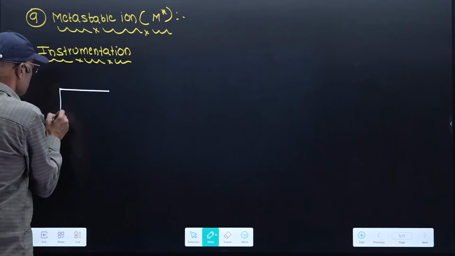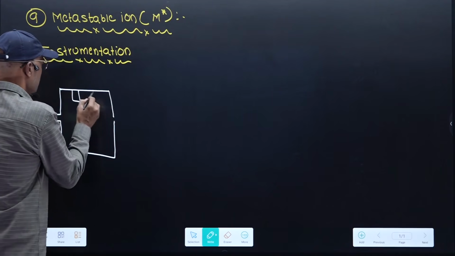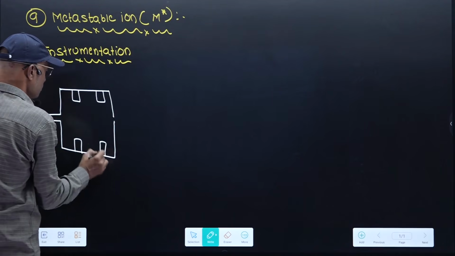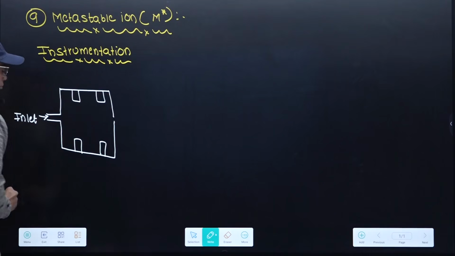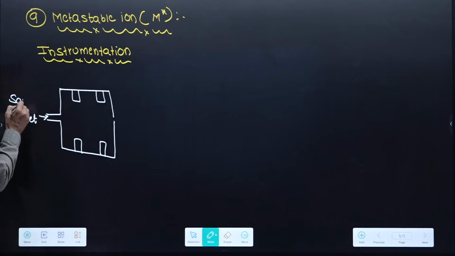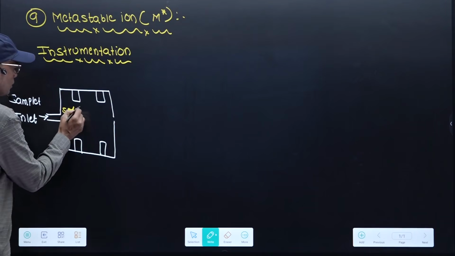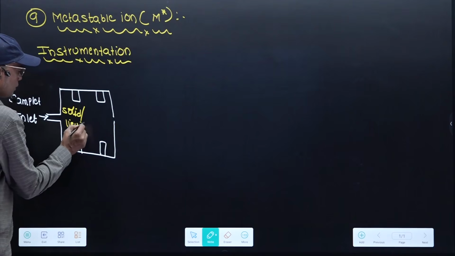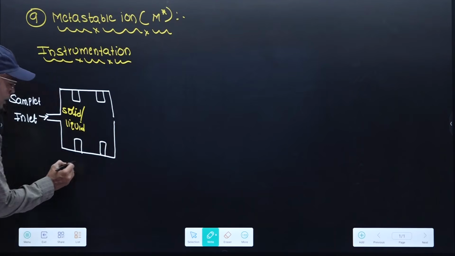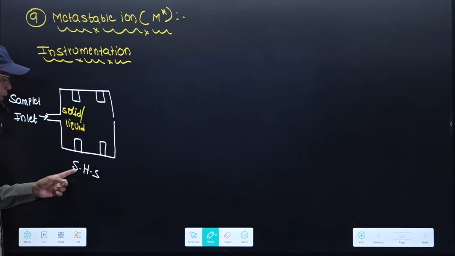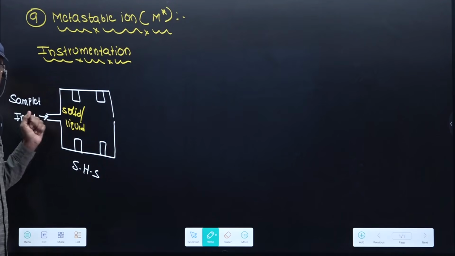So I am giving a rough instrumentation now. This is the sample. They are heating devices. Here it is a sample inlet, this is the sample inlet tube. We are entering the sample. It may be a solid or it may be a liquid, you can take any one. Solid or liquid will be entered into the sample handling system. This is called SHS, sample handling system. So I am sending a sample which is in solid state or liquid state.